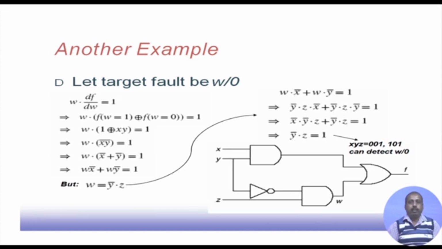So, in this way, for any combinational circuit, if you want to detect a particular fault, we can take that particular fault at that line, excite that particular fault by giving proper value to it, and then propagate it by taking the differential of the function with respect to that particular line.